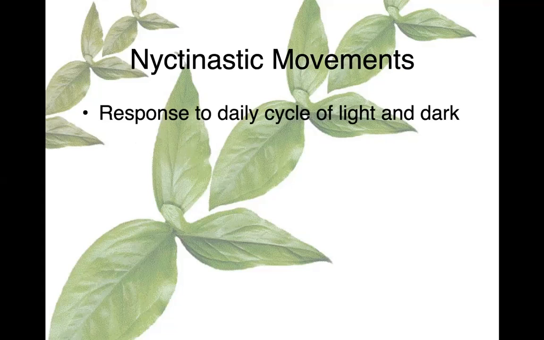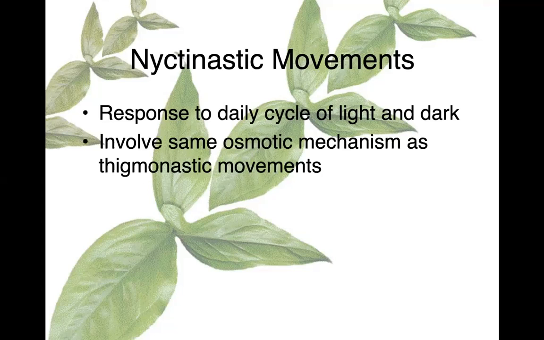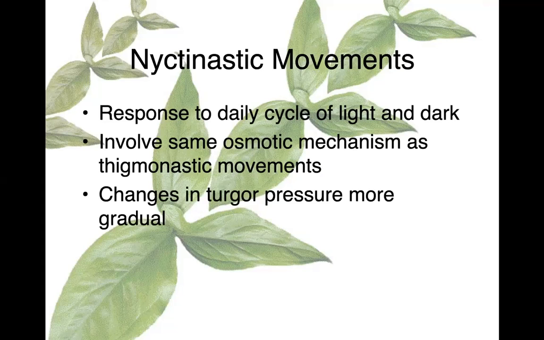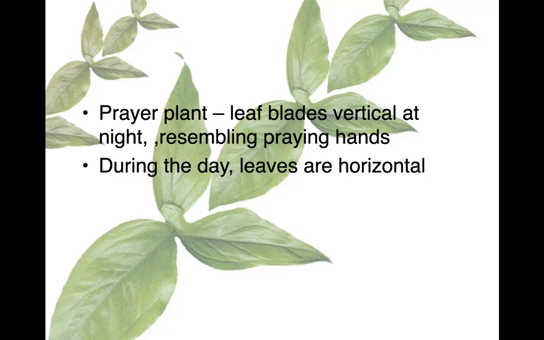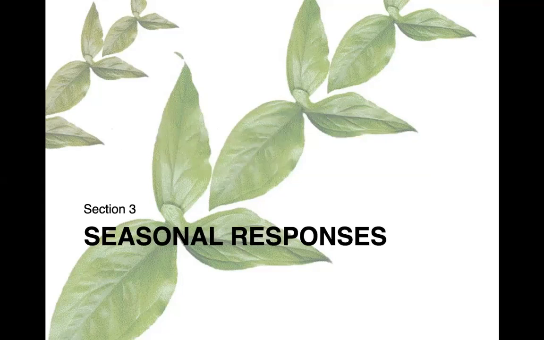And then we have nyctinastic movements. These are a response to a daily cycle of light and dark. It involves some of the same osmotic mechanisms as the thigmonastic movements, but the changes in turgor pressure are more gradual. So for example, the prayer plant: the leaf blades are vertical at night, resembling praying hands, but during the day, they are horizontal. So it's more of a reaction between day and night.